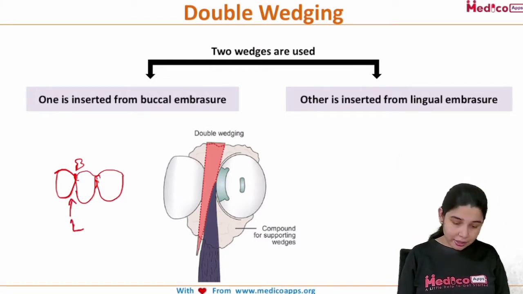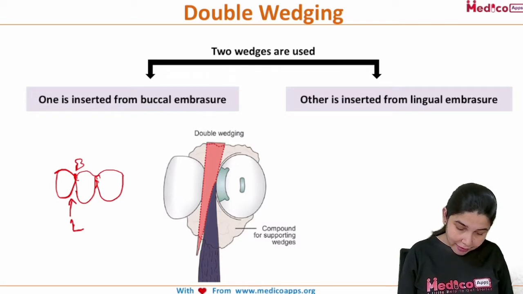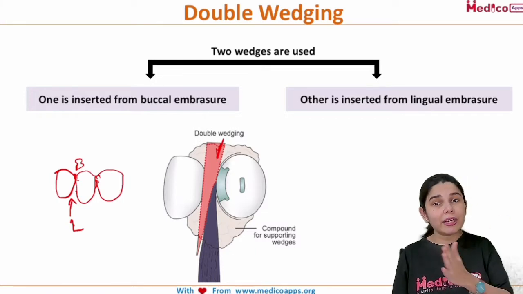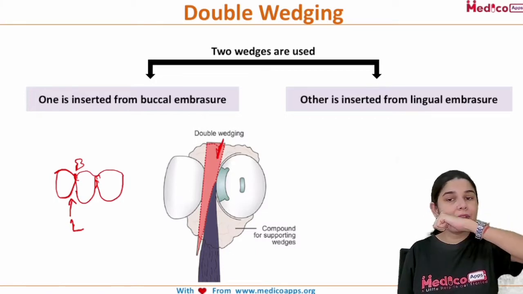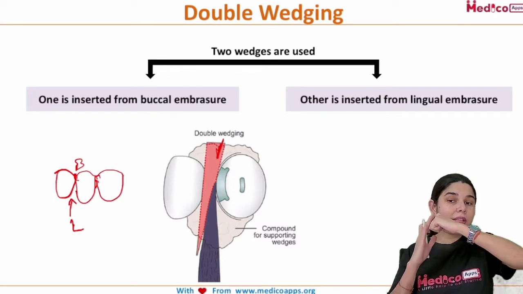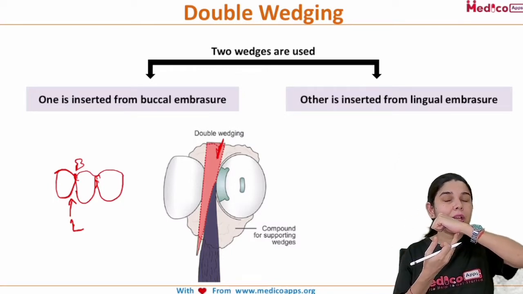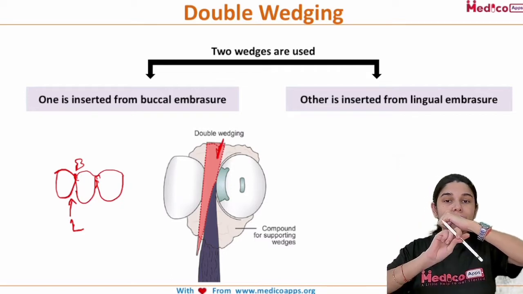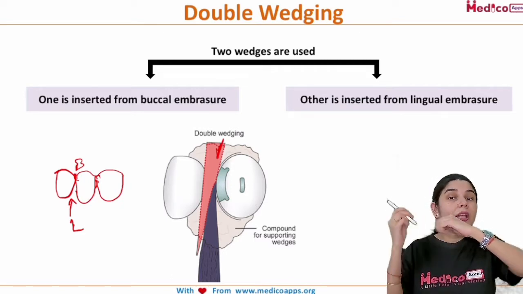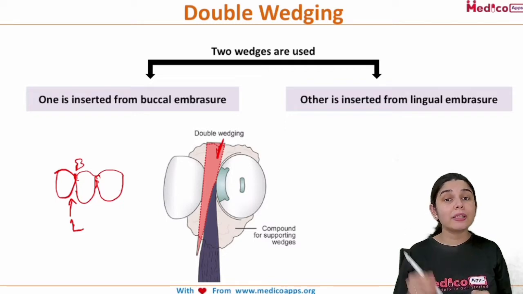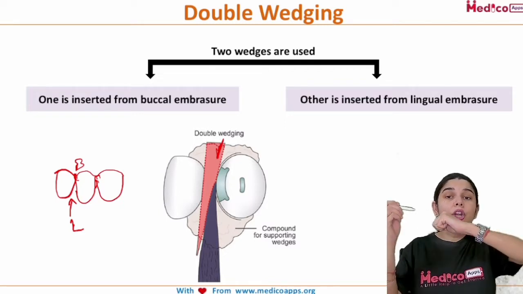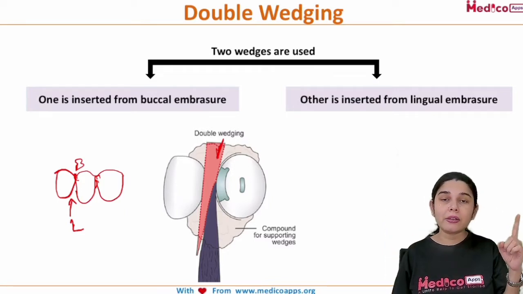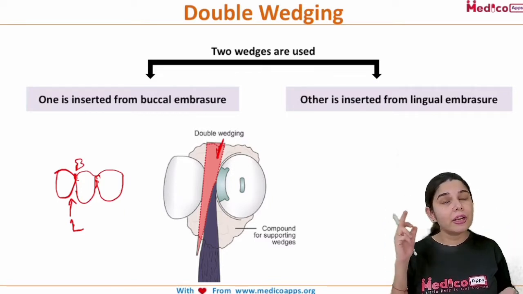So one is inserted from the buccal surface. That means one is coming from the buccal side, and the other one is, if this is a tooth which is placed here, this will be the buccal surface and this will be the lingual surface. So if a wedge is placed from the buccal surface and one wedge is placed from the lingual surface, that wedging technique is known as double wedging technique, because two wedges are coming from two different surfaces, one from the buccal embrasure and the second one from the lingual embrasure.